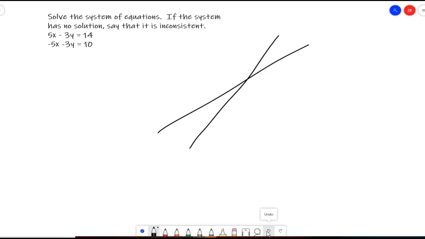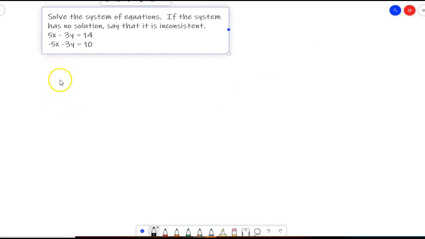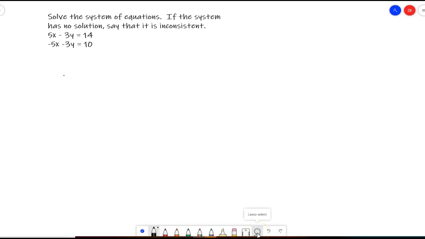So let me go ahead and get rid of those lines. Now, let's go back to this one. We have a couple of different methods to solve these. The one that I usually like to use, if possible, is elimination by addition. It seems to be a little bit easier. So that's what I'm going to do here, and this problem is already set up to do that.